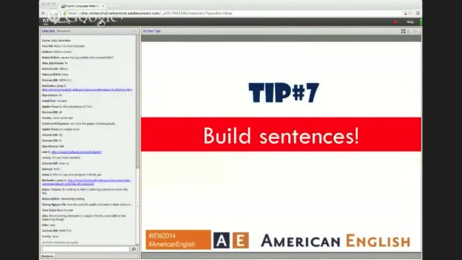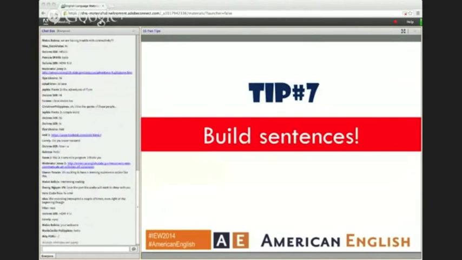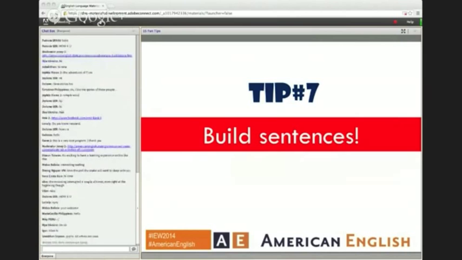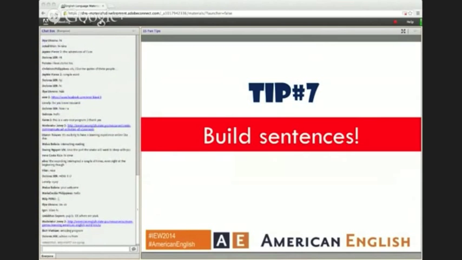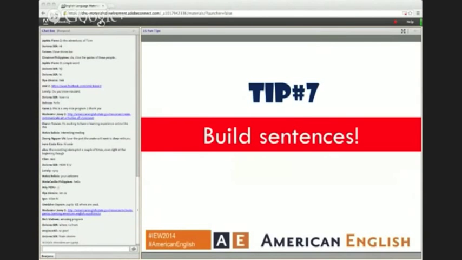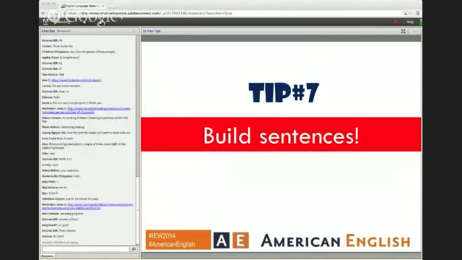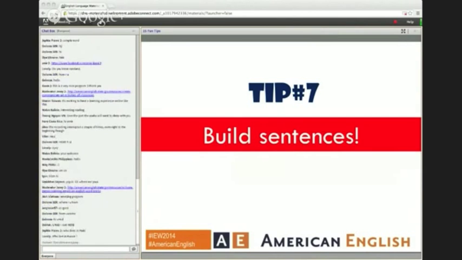And our next tip, tip number 7, is to build sentences. I know that as a language learner, learning sentence structure is very important, because if words are in the wrong order, people may not understand what you are trying to say. But I also know it's difficult to get the correct sentence structure. So one thing you can do is to practice putting the words in the correct order.